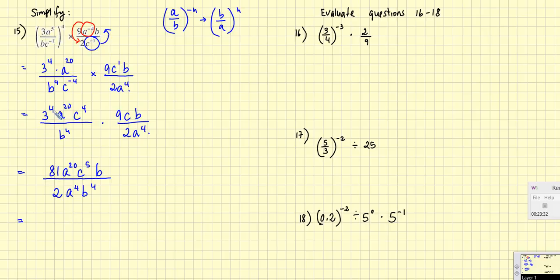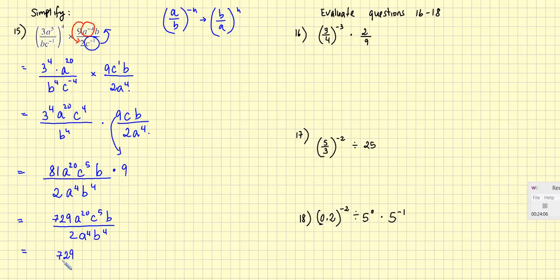Now I've just caught here that I have 3 to the 4th, which gave me 81, but I also had a 9 here, so that it's times 9. So it should go to 81 times 9, which gives me 729 a to the 20th, c to the 5th, b, all over 2 times a to the 4th, b to the 4th. So now, my final answer should be 729 over 2, and now we're going to simplify.